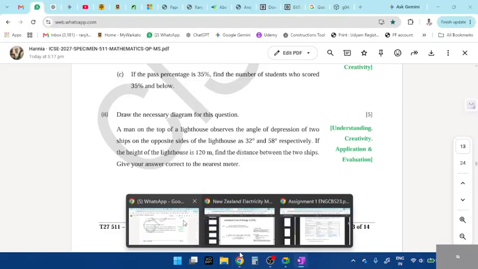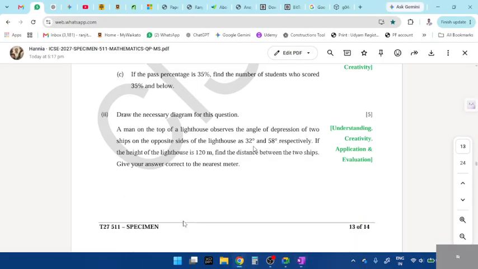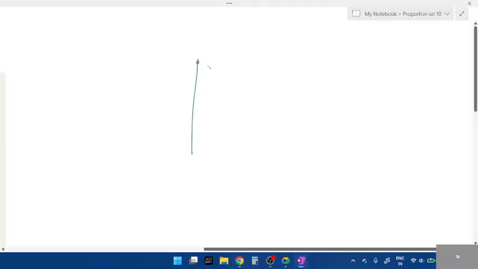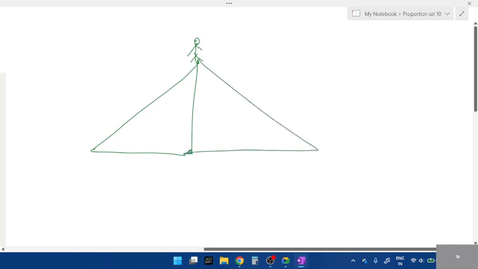So a man is standing on top of a tower. Just draw a tower like this. He's standing on top. And if he observes here, there are two angles. How many angles are formed here? One or two? Two. Opposite side or same side? Opposite side. Angle of depression of ships on the opposite side. So if anyone is standing on top like this, this is the concept. He is looking down, students. So this becomes the angle of depression.